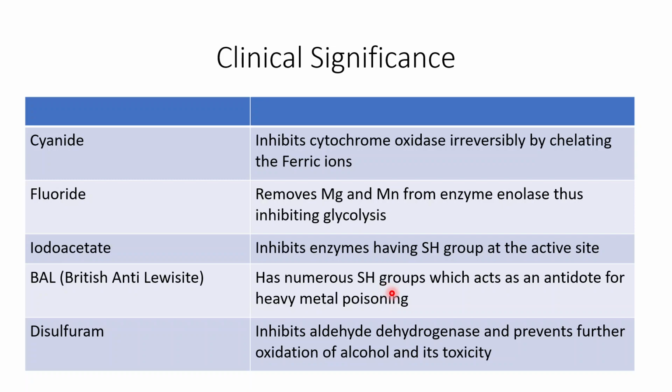Okay, then it will have a poisoning effect. Another example is disulfiram, which inhibits the enzyme aldehyde dehydrogenase and prevents further oxidation of alcohol and its toxicity. The toxicity of alcohol is because of the metabolic product, the breakdown of alcohol. The enzymes responsible for breakdown of alcohol are alcohol dehydrogenase and aldehyde dehydrogenase. So if we inhibit the breakdown of alcohol, for example with the help of disulfiram, it prevents further oxidation of alcohol and its toxicity.